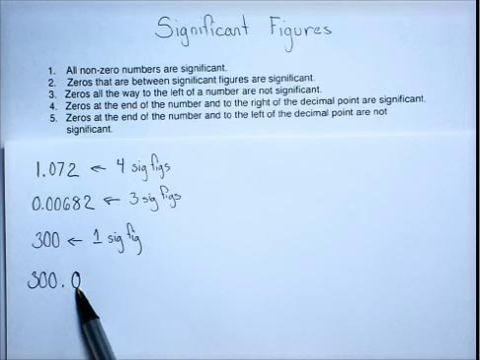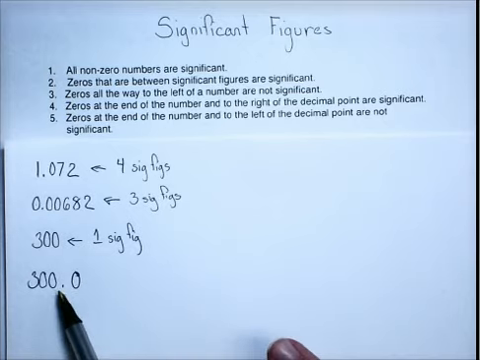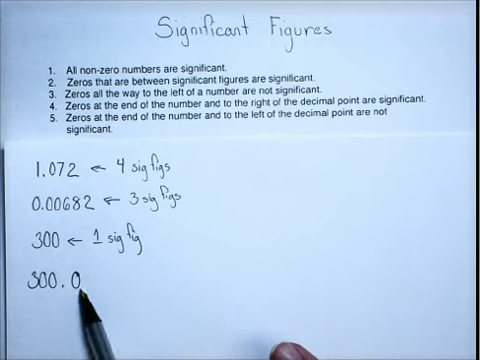That tells us that when this measurement was taken, the person actually measured this value, and that number in the 10th place was actually 0. Otherwise, there would be no reason to put that 0 there. So if you see a 0 after the decimal point, so again, rule 4, zeros at the end of the number and to the right of the decimal point, they are significant.